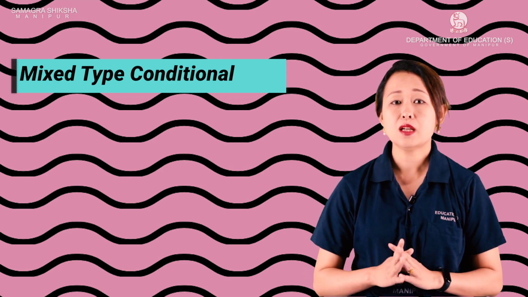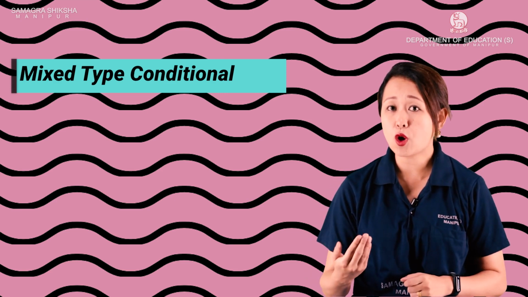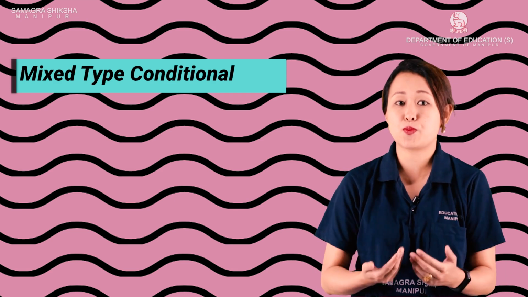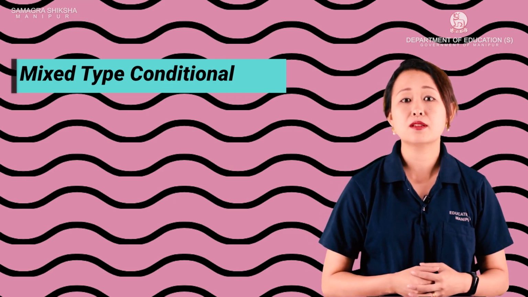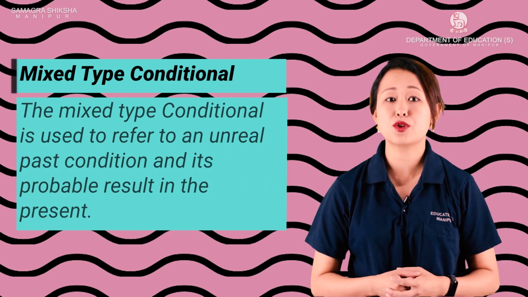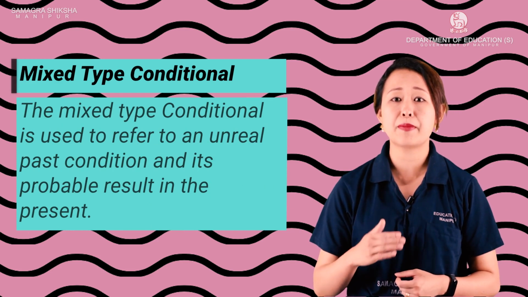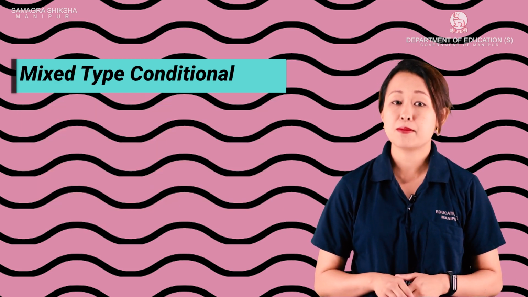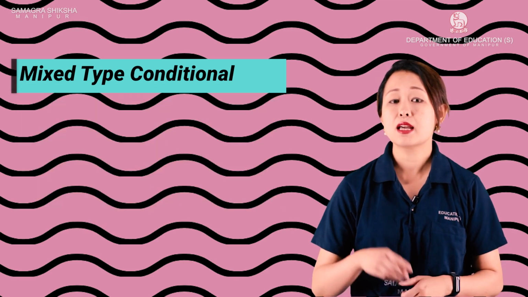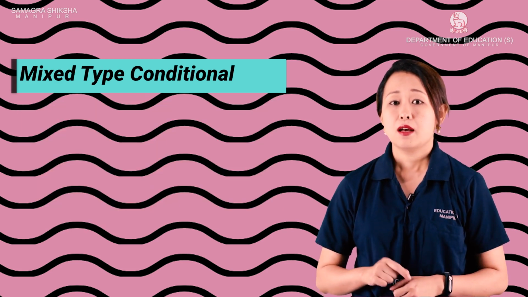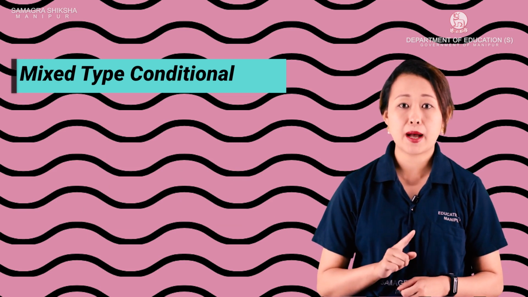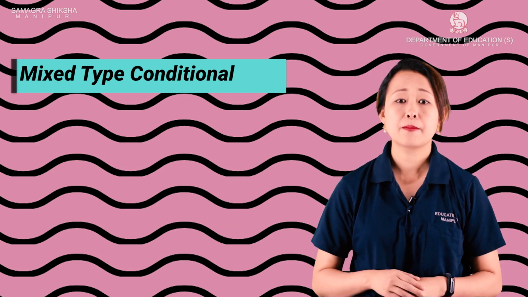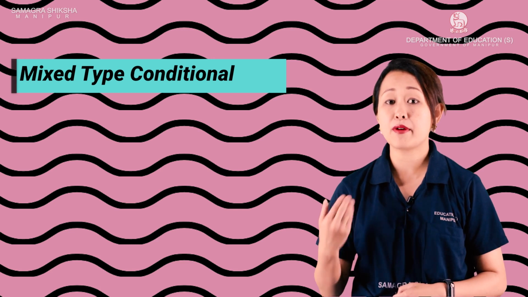So the facts they are based on are the opposite of what is expressed. The mixed type conditional is used to refer to an unreal past condition and its probable result in the present. In mixed type conditional sentences, the if clause uses the past perfect or simple past and the main clause uses present conditional or perfect conditional.